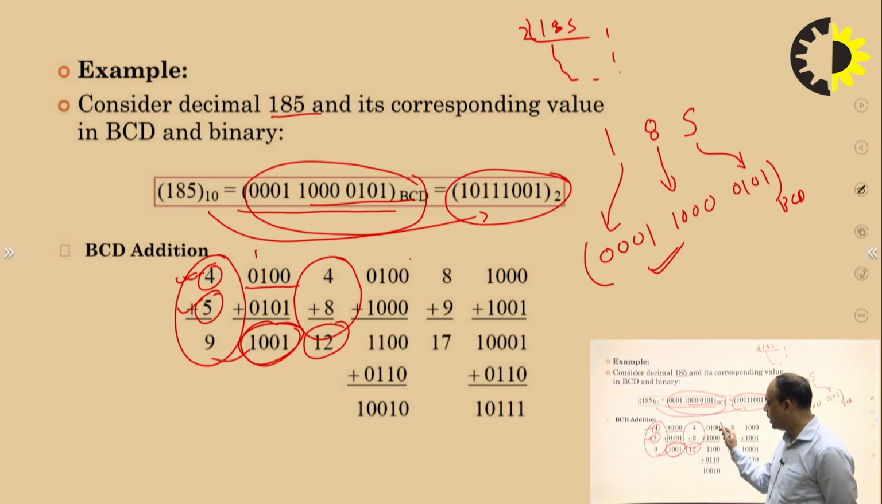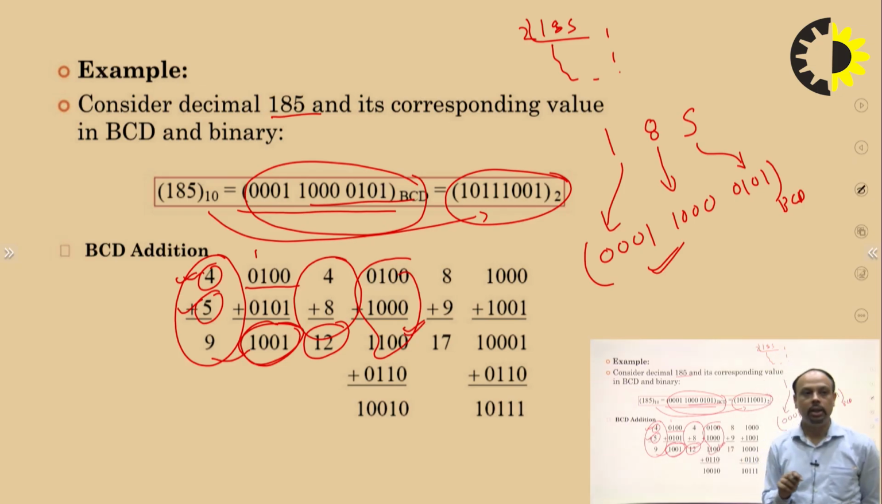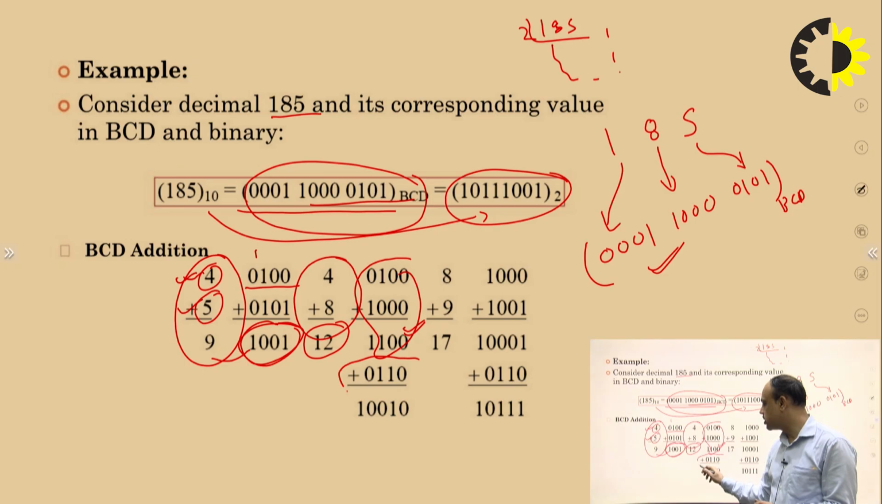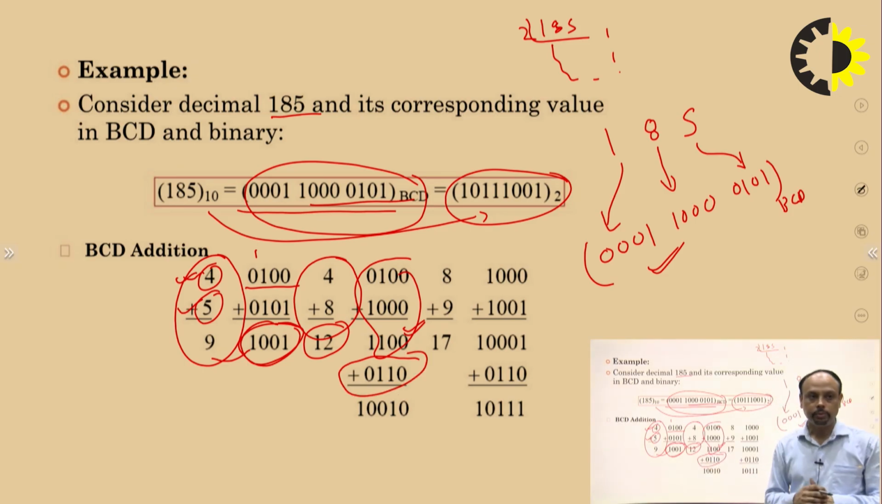So if we add these two numbers in the binary form, we get 1100. This is not a valid BCD number. So how can we convert this number into a BCD number? By adding a binary 6, that is 0110. So why are we adding only 6 in this? Why do we not add 5 or something else?